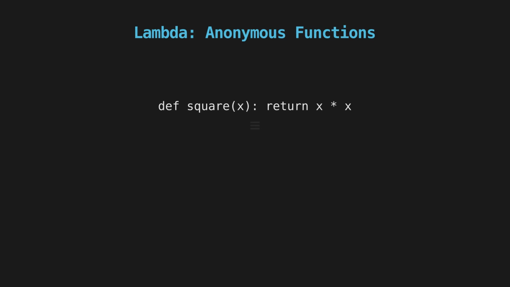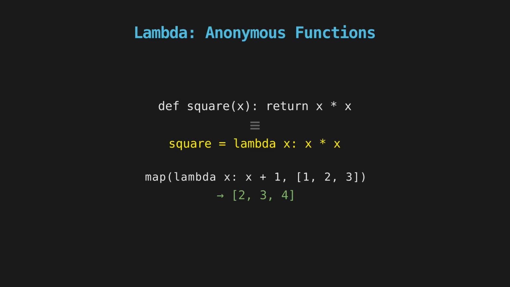Sometimes defining a full function feels like overkill. Lambda gives you a quick anonymous function. Lambda x colon x times x squares its input. It's the same as defining square with def, just shorter. You'll see lambdas inside map and filter all the time. They're perfect for simple one-line operations.